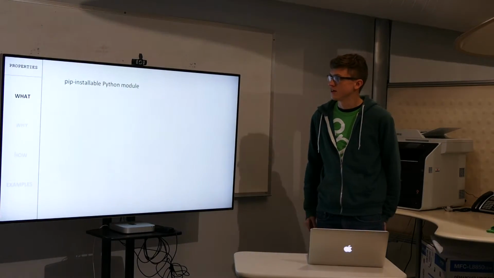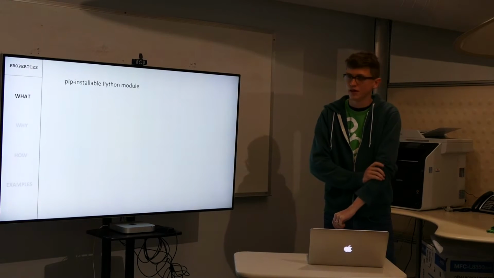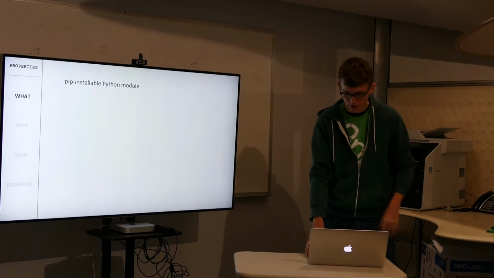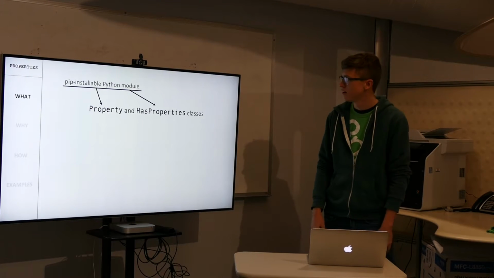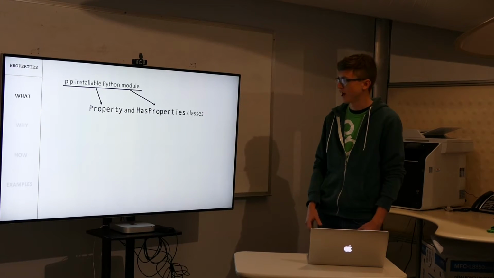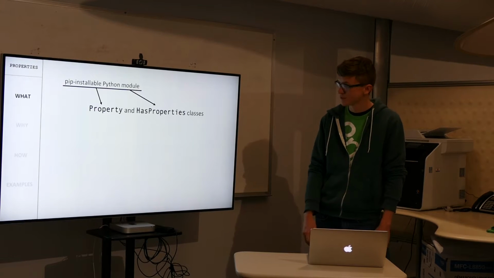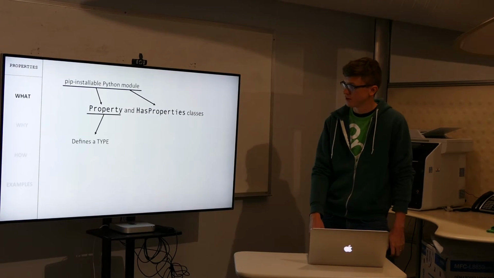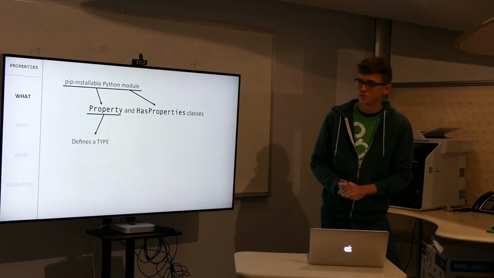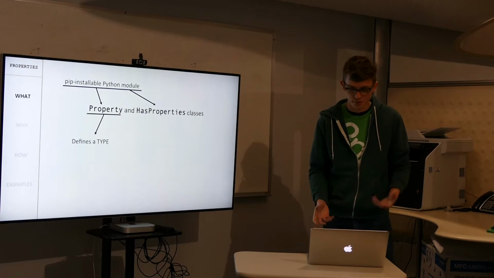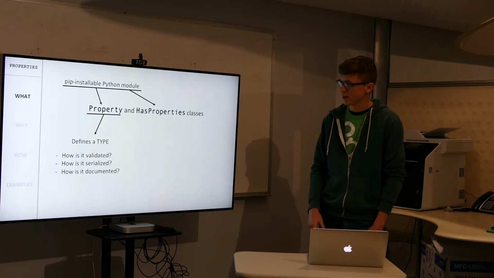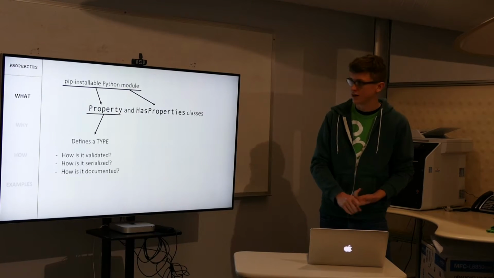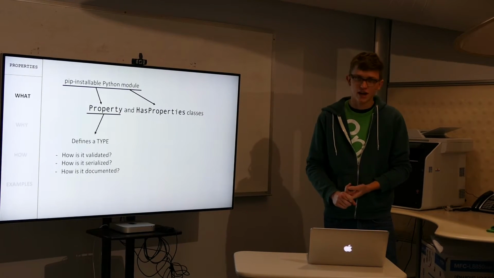So what is it? It's just a pip installable Python module. And in this module, there's a couple things defined. There are property classes defined, and then there's has properties defined. So let's talk about properties first. So these property classes, they define a type. And what they define about that type is how is it validated, how is it serialized, and how is it documented.